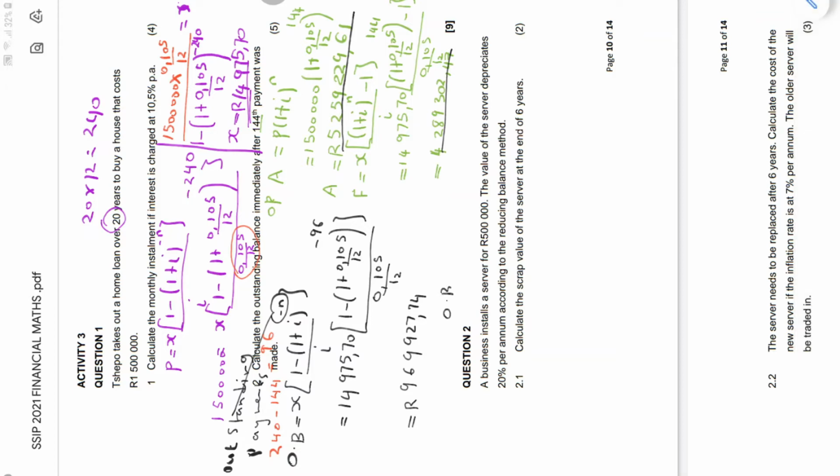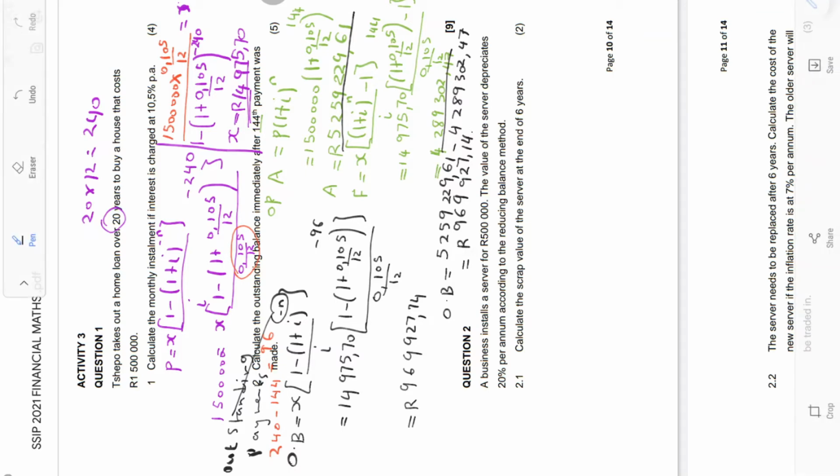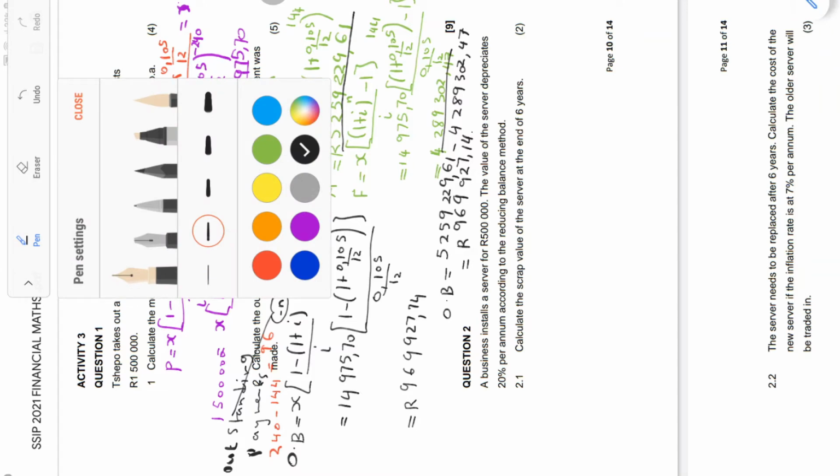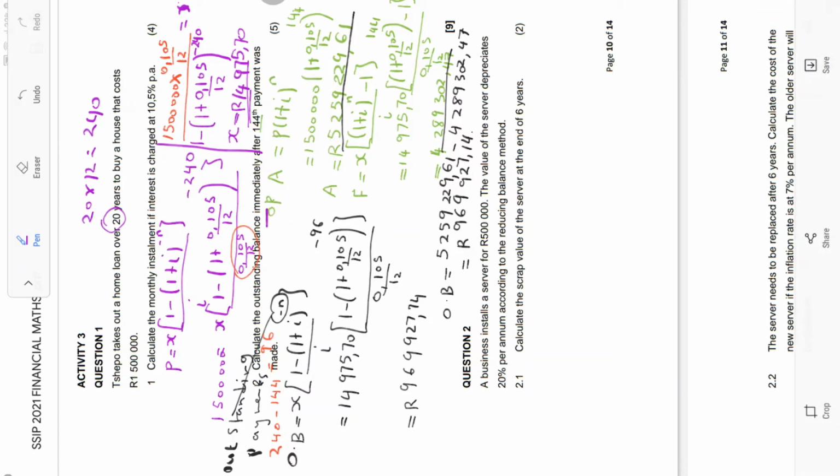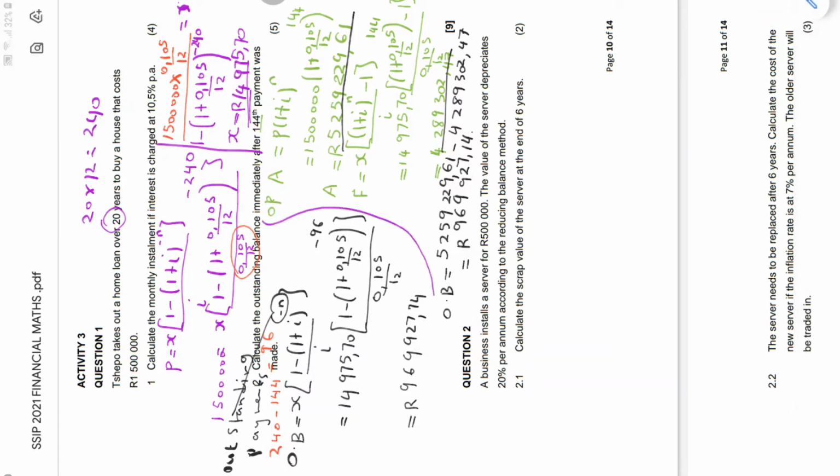So the outstanding balance will be your 5,259,229.61 minus your 4,289,302.7, and that should give you a value of 969,927.114. So that's how you would approach the question. And when you look at the two values, there's a slight difference in the value. That is due to rounding errors here and there.